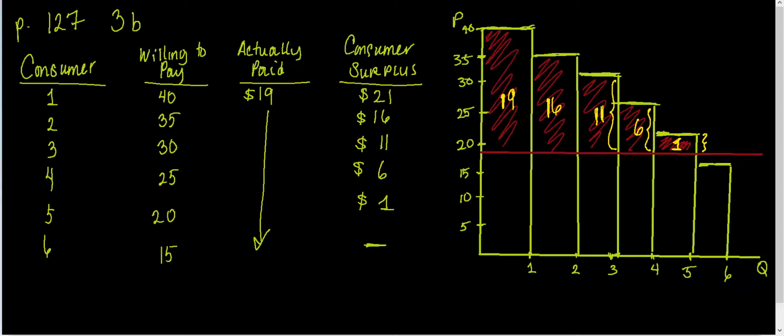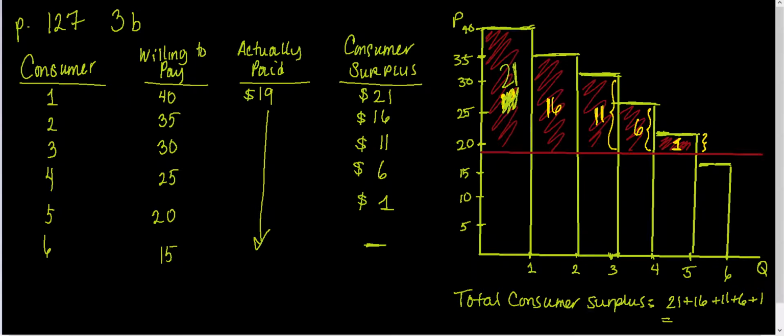Actually, I'm already noticing a mistake. Whoops. That's 21. Okay, so total consumer surplus, I have 21 plus 16 plus 11 plus 6 plus 1 is equal to, and I am going to get the same exact thing I got before, 55. Okay, and notice this matches the sum of all of these numbers, 55. So, same thing. Okay, so I set myself all up for part C.